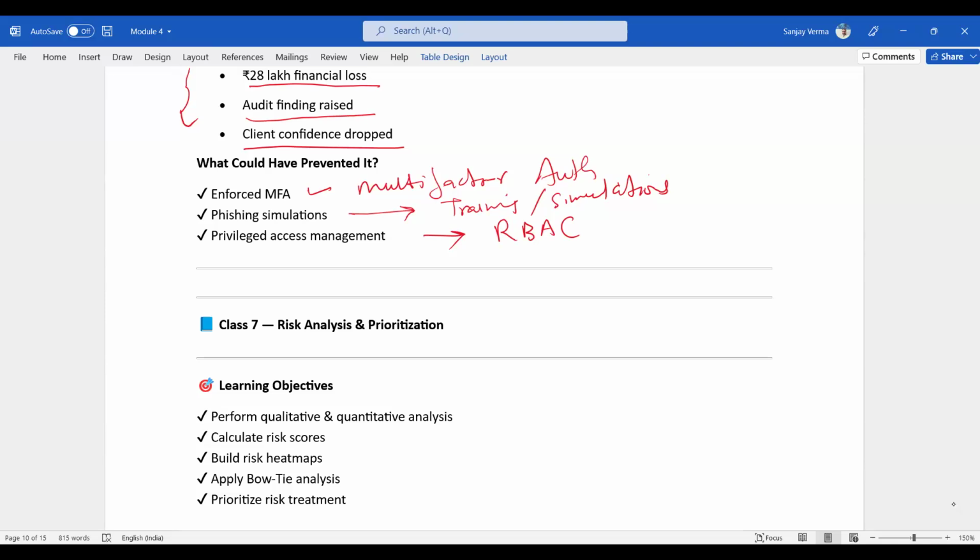Okay, so this is what we wanted to cover today. The next session would be more about risk analysis and prioritization, and that we will take up tomorrow. So any questions before I wrap up today?